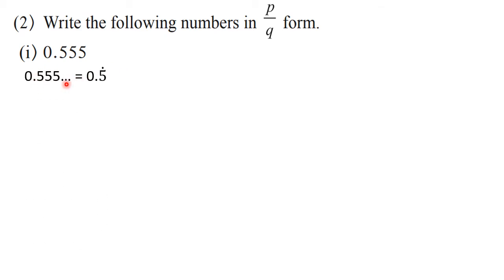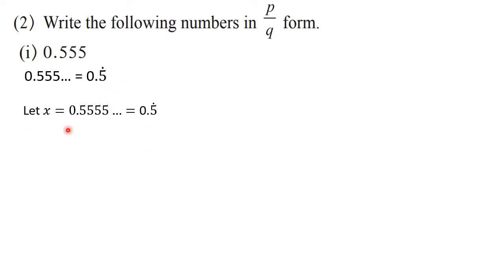0.555 means 5 is coming again and again, it's recurring, which we can write as 0.5 recurring. This dot shows that 5 is recurring. So make this change here, because it is not a terminating one, it is a recurring one, and only then can we change it into p upon q form. Take a note of this. So this 0.555 we can write as 0.5 recurring. Now this number we are going to take as x.